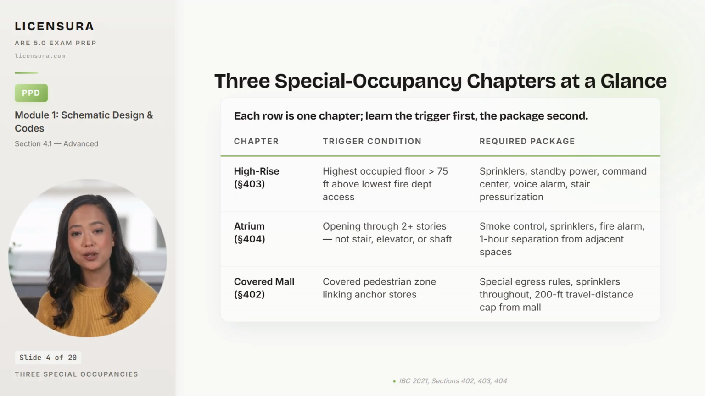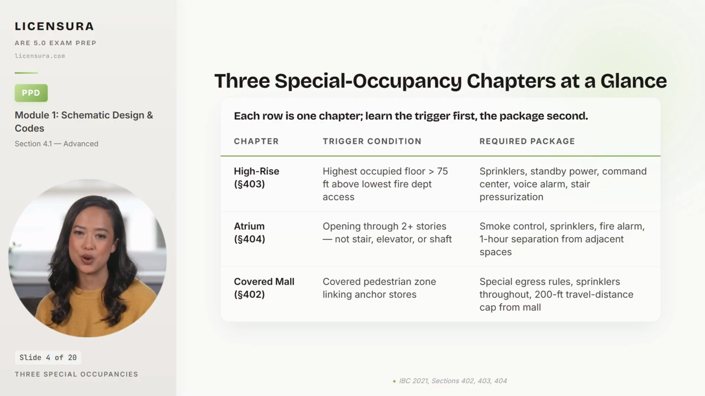The trigger is simple. Highest occupied floor more than 75 feet above the lowest level of fire department vehicle access. Hit that threshold and you owe the full package. Automatic sprinklers throughout, secondary water supply, standby and emergency power, a fire command center, an emergency voice and alarm communication system, and pressurized stair enclosures. Architects miss the trigger because they measure to the roof or the parapet rather than to the highest occupied floor.